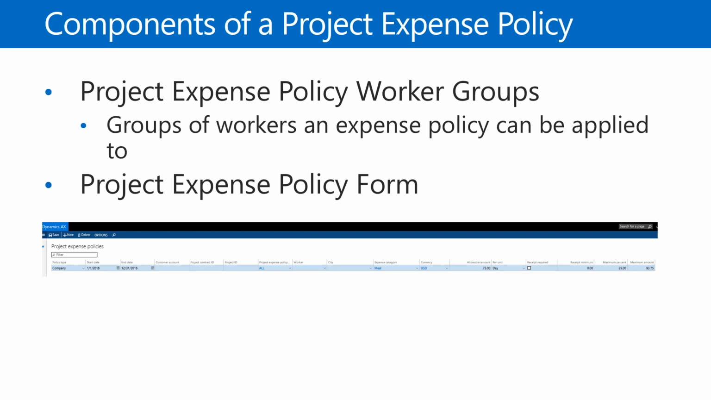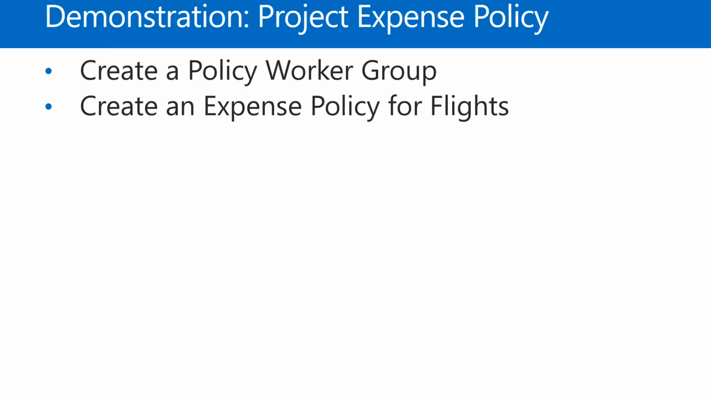So we'll get in and demonstrate that right now. With our demonstration, we'll take a look at the policy worker group form and create a quick one just so you can see that. And then we'll go in and define a new expense policy for the flights category.